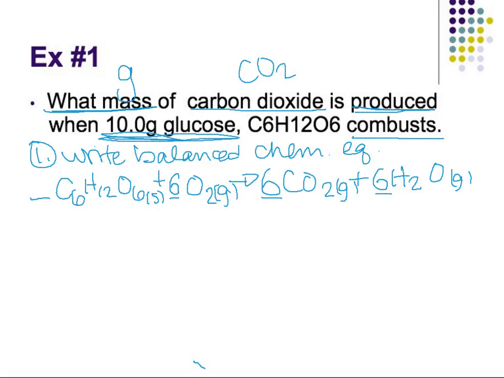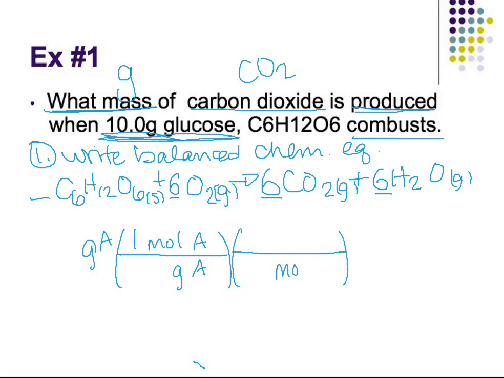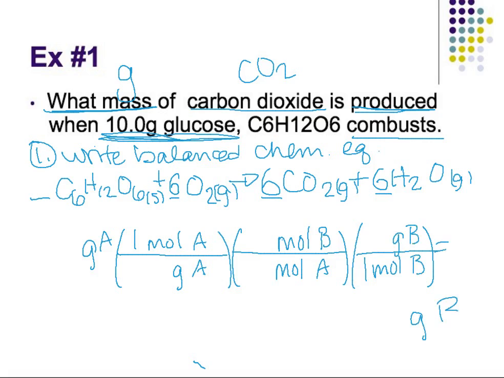Second step, here's my skeleton. It goes like this. Grams of A goes always over 1 mole of A. All right, in the middle is our mole ratio, with moles of A under, moles of B, and 1 mole of B on the bottom, grams of B on the top. And my answer is always in grams of B.